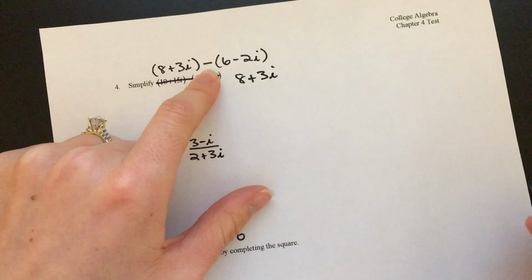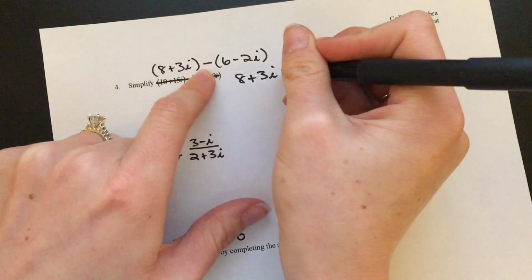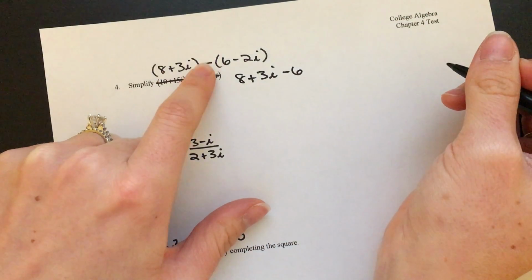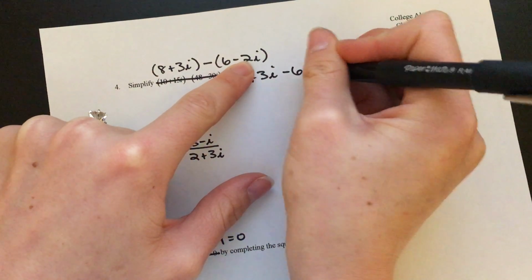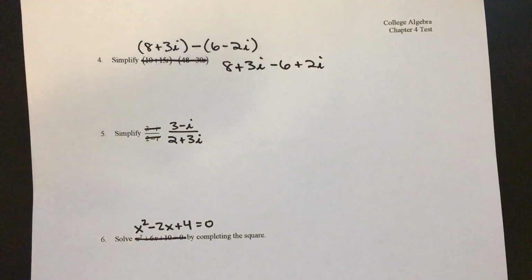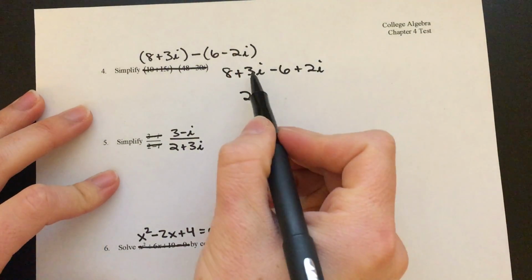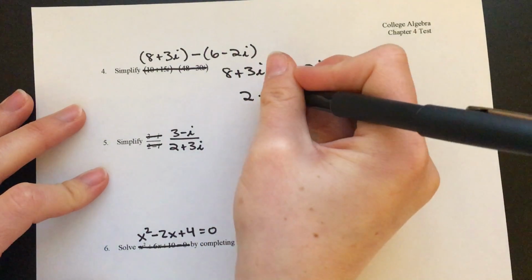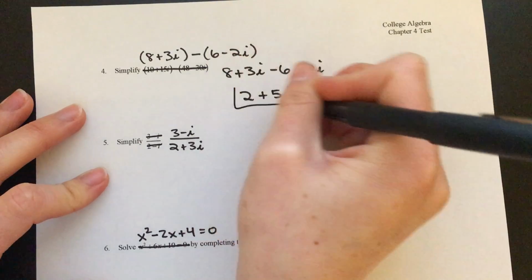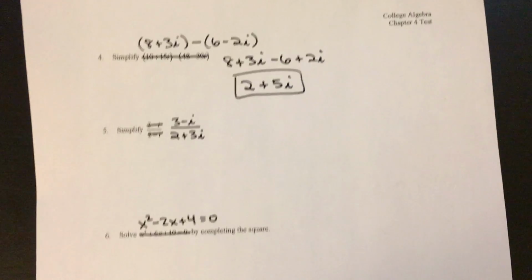This one, the subtraction technically means that you have like a -1 outside the parentheses. So distribute it to the 6, so that would be -6, and then distribute it to the -2i, so that would change back to positive 2i. And then you're just going to combine like terms. So 8 and -6 would give me 2, 3i and 2i would give me 5i. And that's it. That is your complex number in perfect standard form.